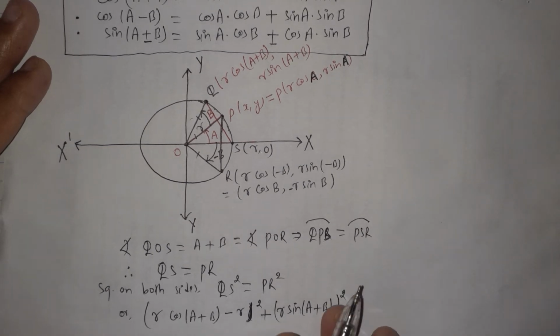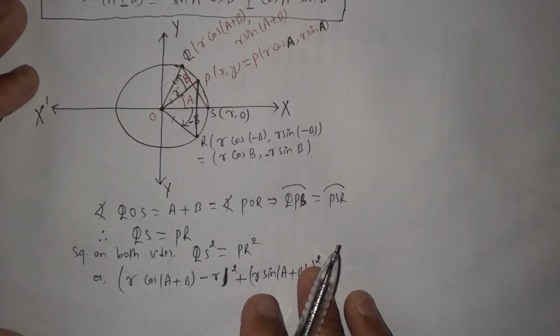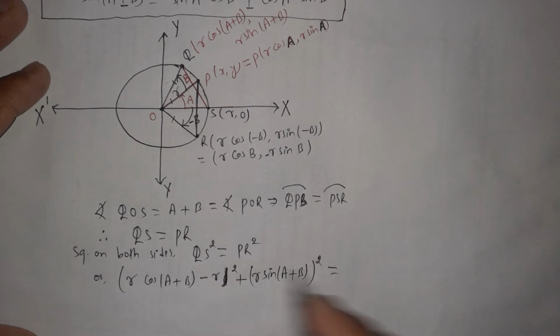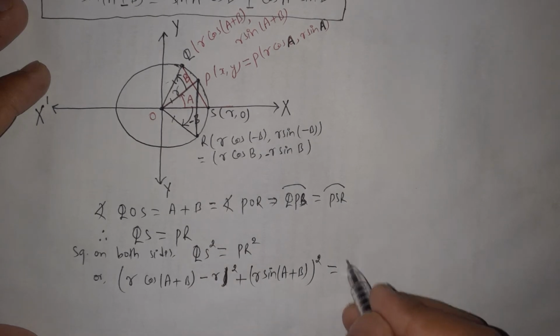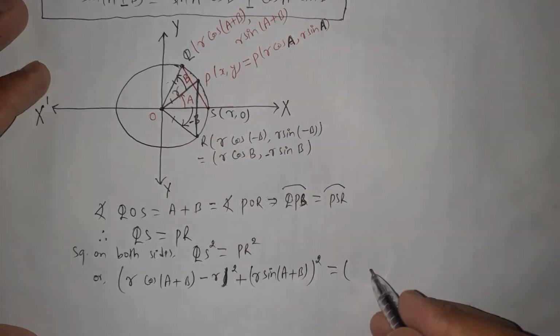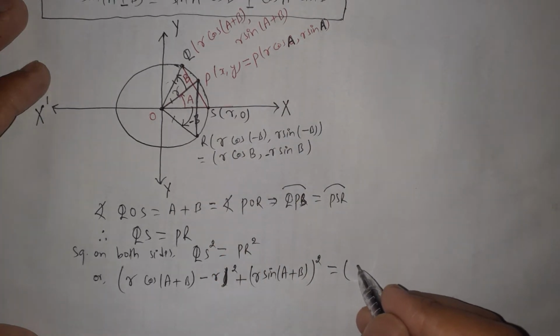Here we use the distance formula: square root of x2 minus x1 squared plus y2 minus y1 squared. Here we remove the radical sign because it is squared. And similarly, the distance between the points P and R can be calculated.